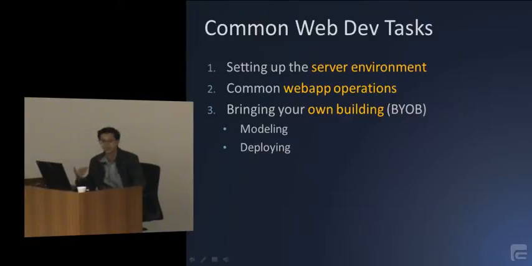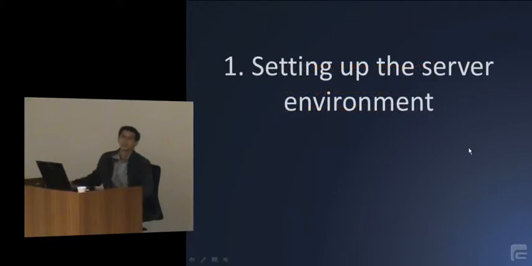Okay. After that, your runtime application probably needs to do some generic operations common to all applications. Okay. We'll cover that in detail. And lastly, more specific for Germanium, I'll talk a bit about how you can model your own building, if you don't want to use the 4 buildings that are provided, and how you can deploy it to your web server. Okay. So the first step, this one is more for those of you who don't already have a server environment. If you have your own, you can just completely ignore this.